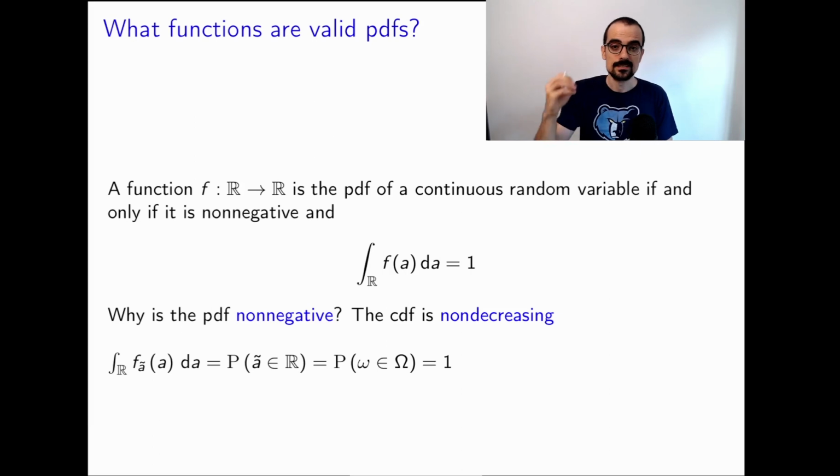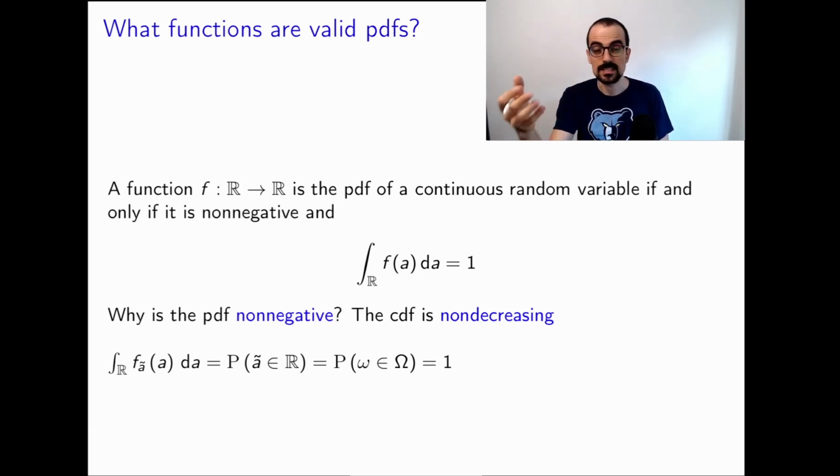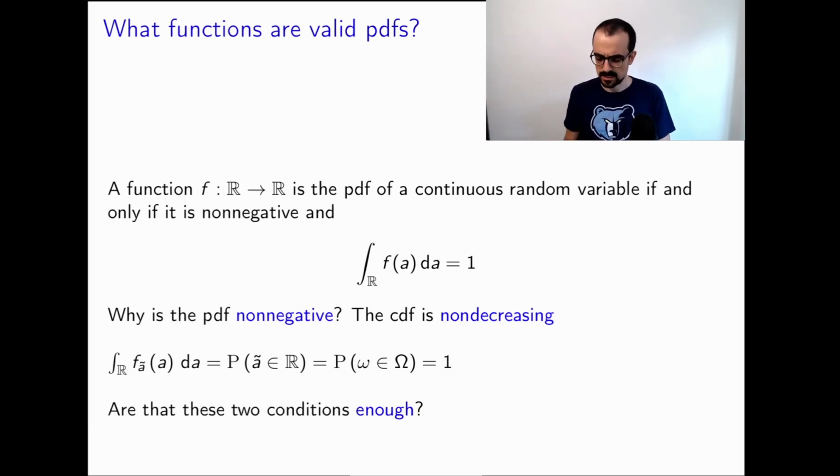The question is, after we have established these important properties to know, are these enough? If I get any function which is non-negative and integrates to 1, is it a valid density? This is important because that's exactly what we're going to do in the next video, to estimate PDFs from data. The answer is yes. A non-negative function that integrates to 1 is a valid PDF.